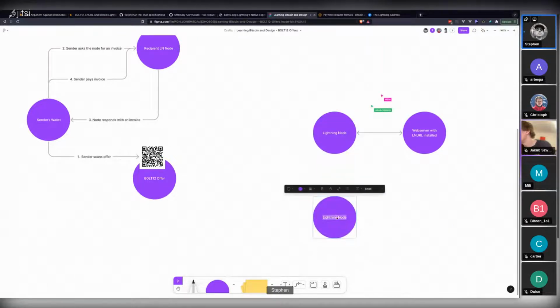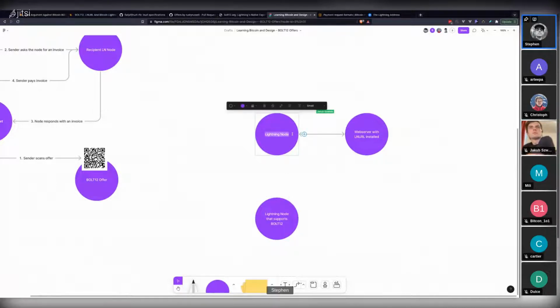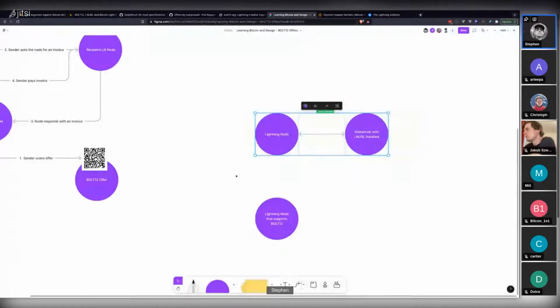In the Bolt 12 world, it would just be a Lightning node that supports Bolt 12. You see pretty clearly the difference between these two. There's a whole other piece of infrastructure that you just don't need when you're using Bolt 12. So that's interesting. But the point he makes in this article is that for businesses, this arrangement is perfectly good, because if you're a business selling stuff online, you probably already have some kind of web server.